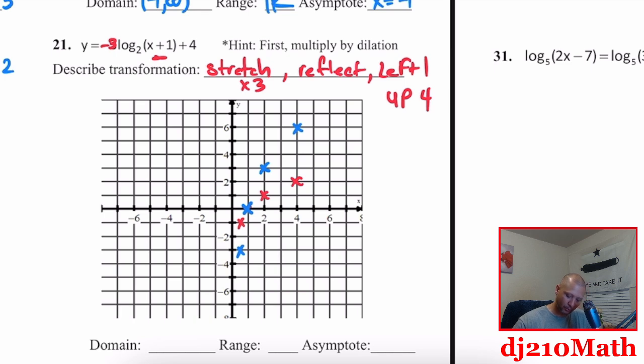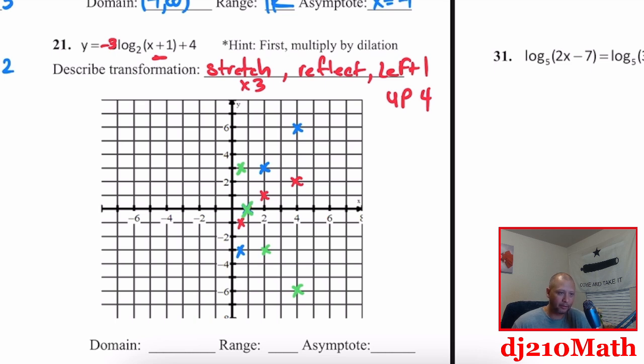We just reflect them across the x-axis. The x-axis is going to stay the same, and you reflect this one up, so 1, 2, 3. Reflect this one down, 1, 2, 3. Reflect this one down, 4, 5, 6. All right, so in green is the stretched and reflected.